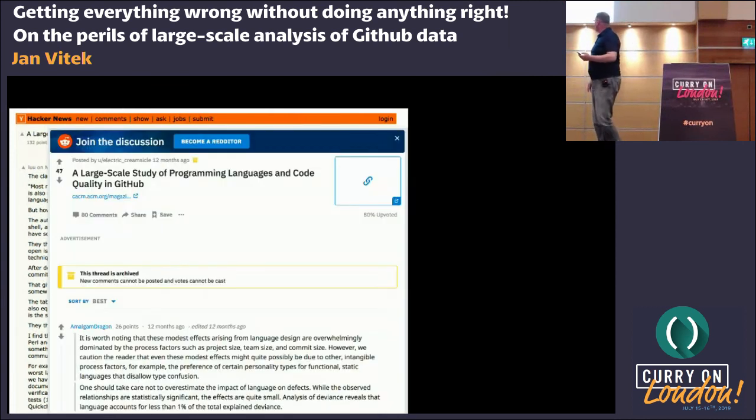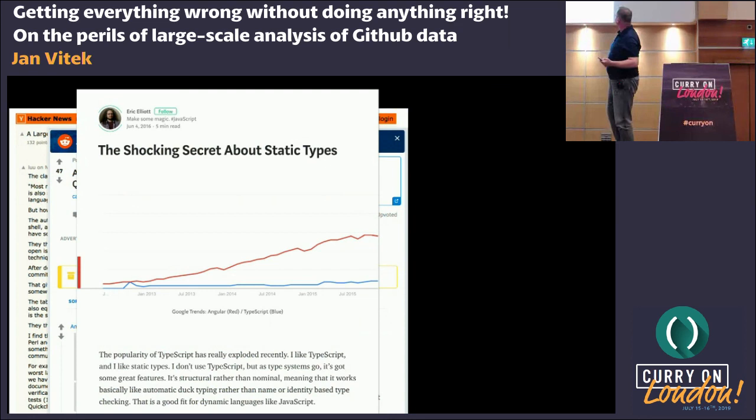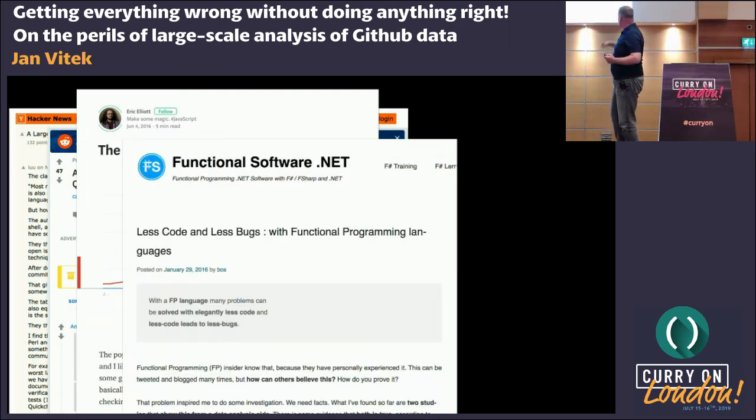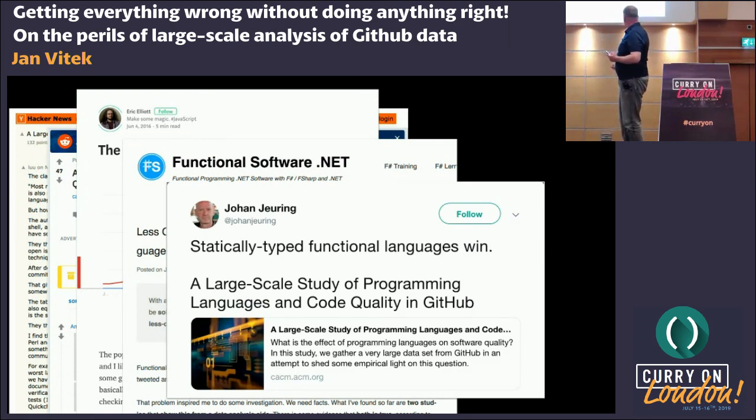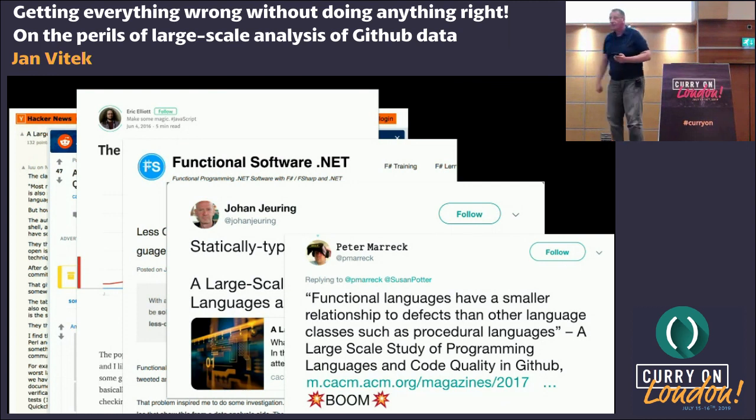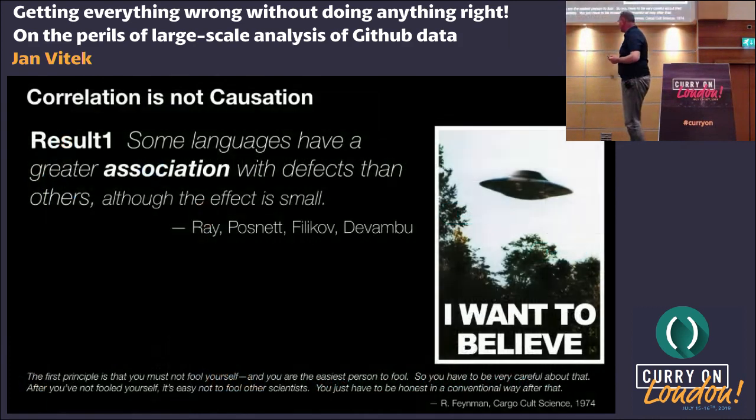So you have your social media, and they're saying the shocking secret about static types, and they're saying less code, fewer bugs with functional programming. They're saying statically typed functional languages win, and they are saying boom. I don't have anything against all those people. They may be right. My problem is that what was presented was at best an association, right? And the interesting thing is the authors were careful. In the statement of their results, they wrote, some languages have a greater association with defects than others, although the effect is small. So they were careful.